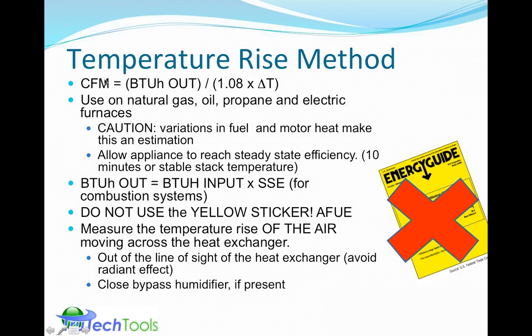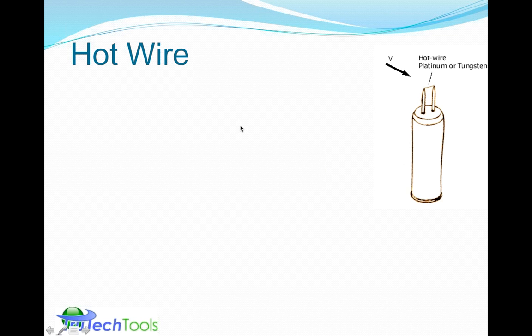You want to make sure you're out of line of sight of the heat exchanger, because you're going to get a radiant effect on your temperature measuring device. And if there's a bypass humidifier, that should be closed if it's present, because that could cause air not to be heated, or alternately to cool and throw off your measurement. So again, this can be quite a complex measurement when you really get down to doing it correctly.